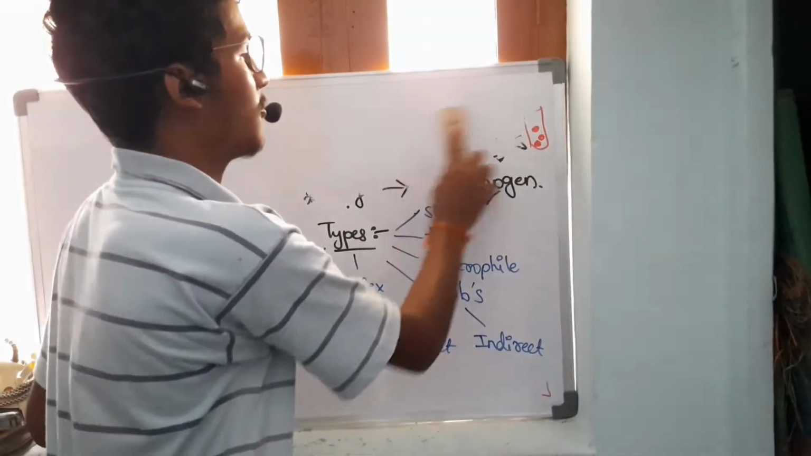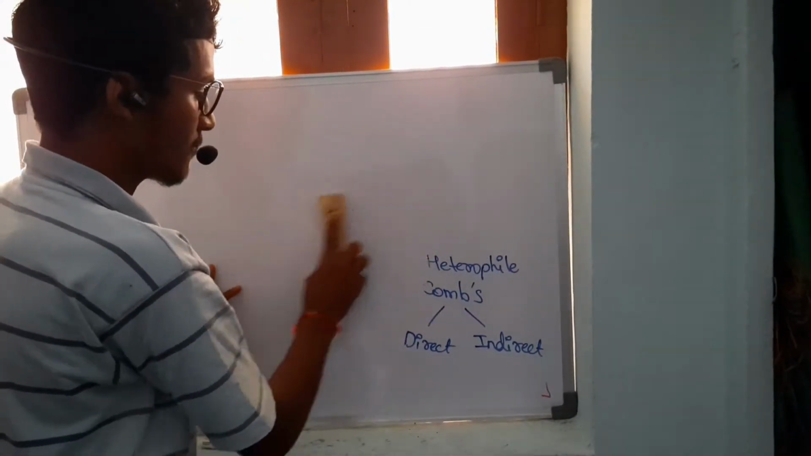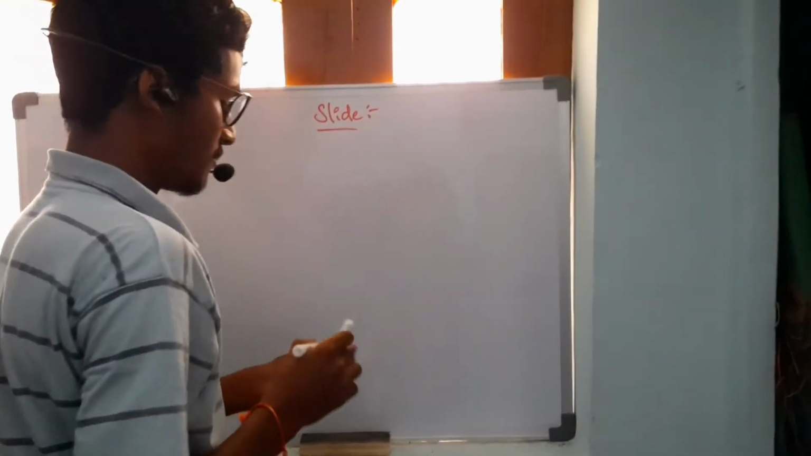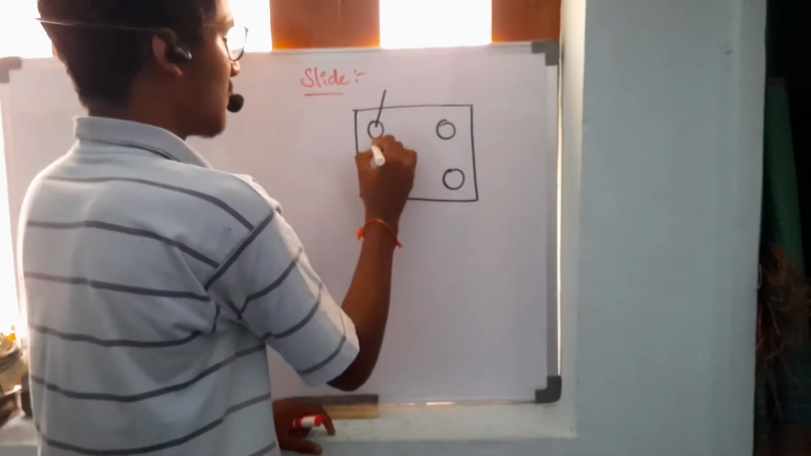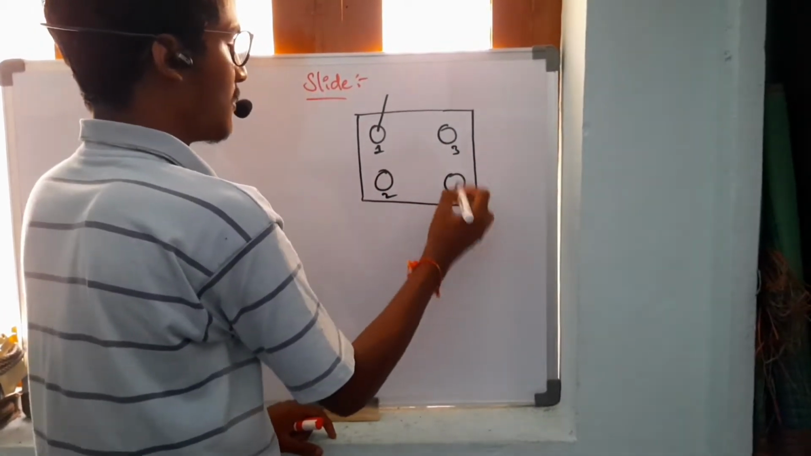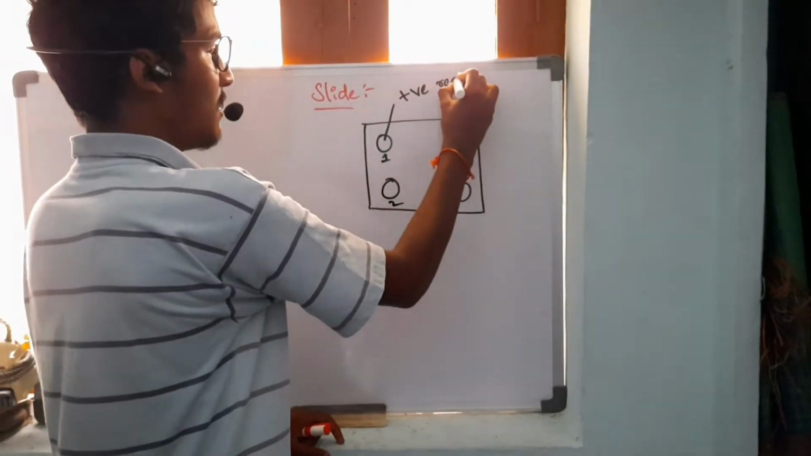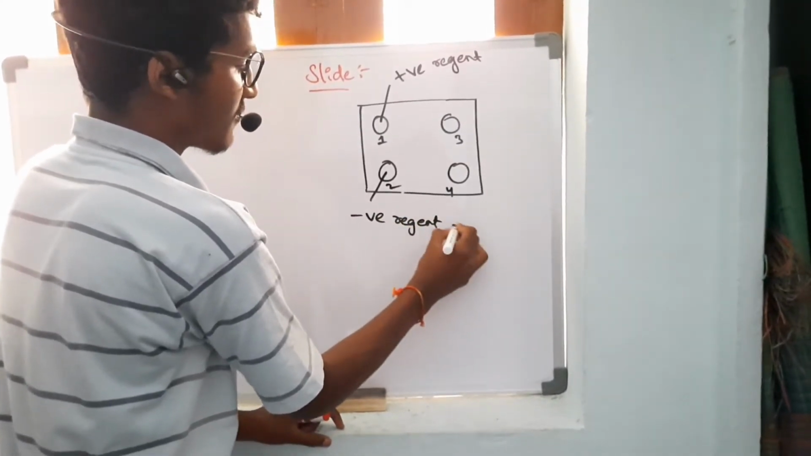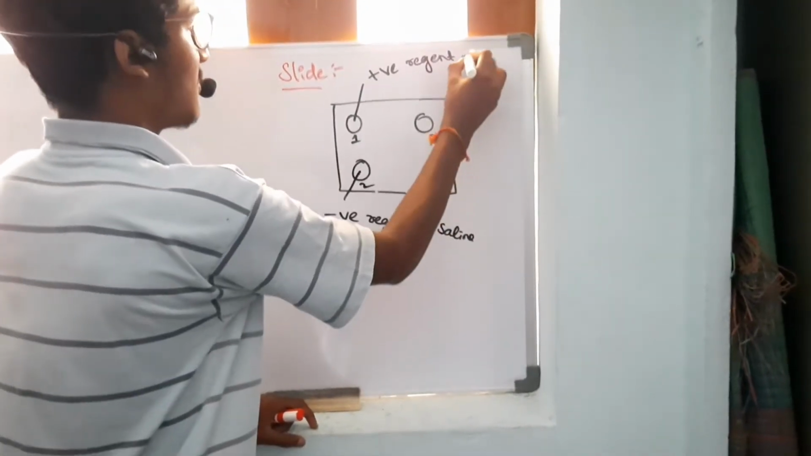Now I am going to deal with slide agglutination. What is actually a slide agglutination? Take a slide with 4 wells: first, second, third, fourth. In the first, add a positive control reagent. In the second, add a negative control reagent plus saline. In the third, add saline in it also.